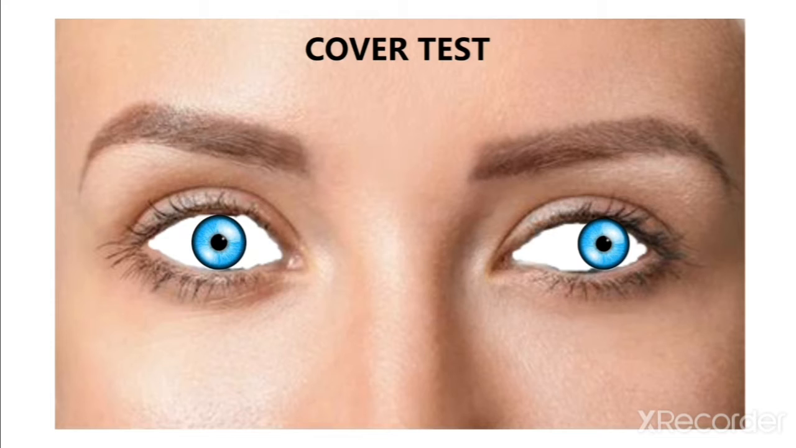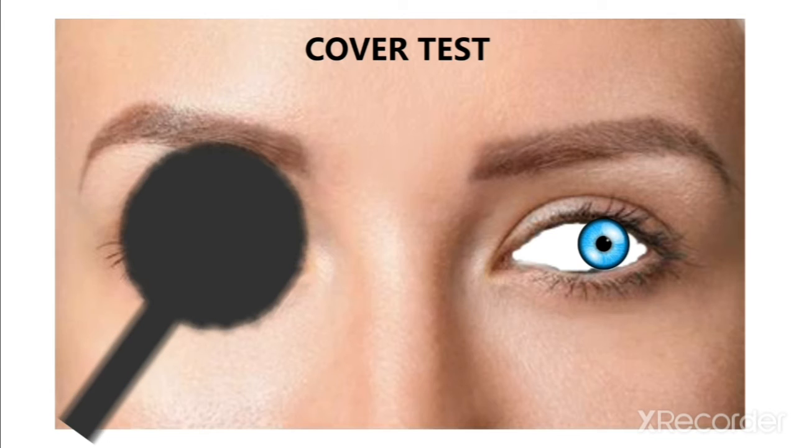Okay, so here we need to perform the cover test. In the cover test, the occluder is placed over the normal looking eye and the deviated eye will fixate, to allow the image to form on the macula. So this is the cover test.